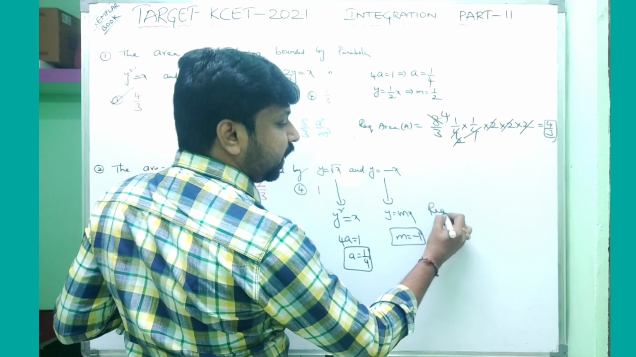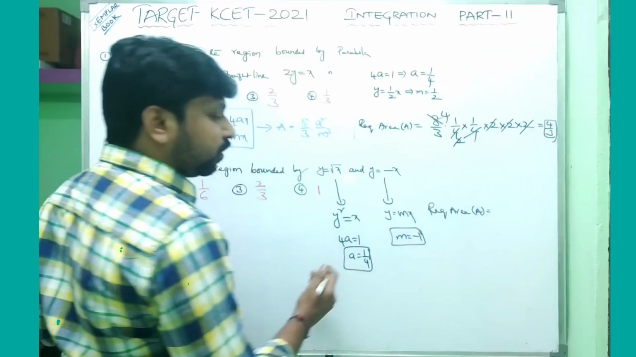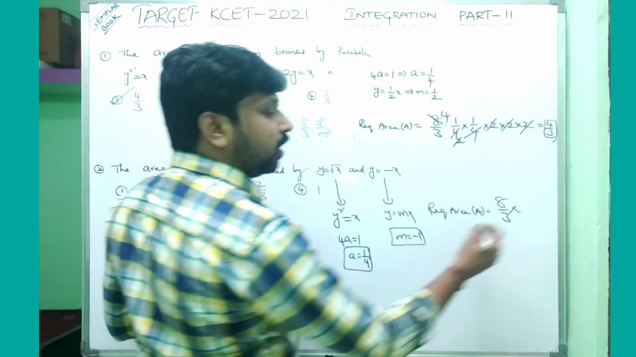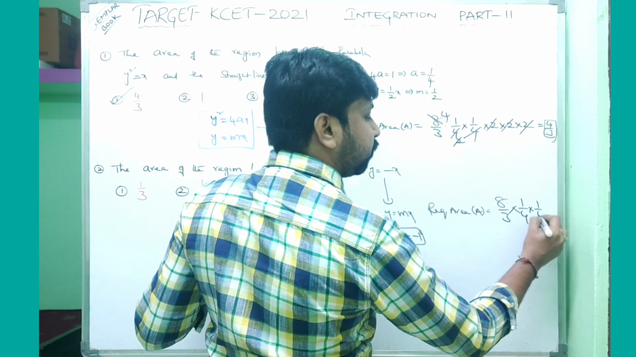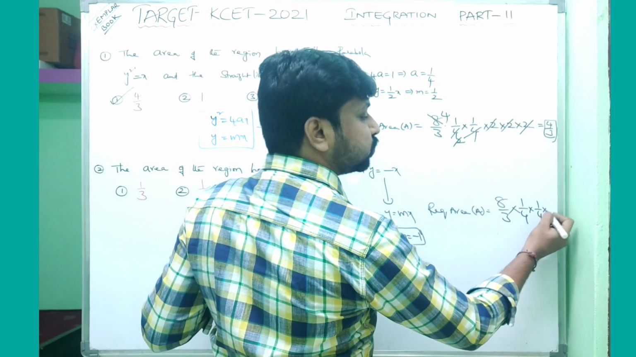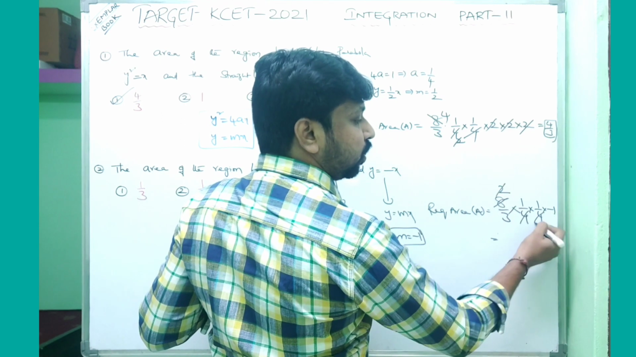So the required area A is equal to, what do you need to write? The same formula only, 8 by 3 into a square. That is 1 by 4 into 1 by 4 by m cube. M cube is nothing but minus 1 whole cube. Of course, you are getting minus 1 only. So 4 2s cancel and 2 2s also cancel.